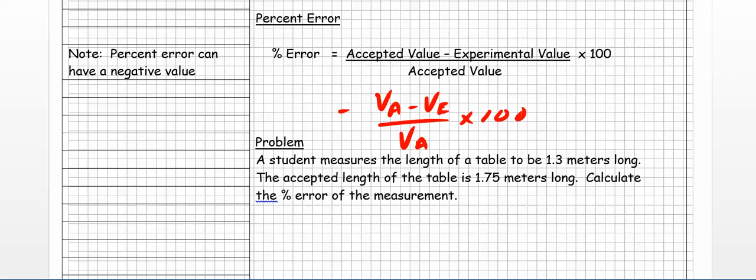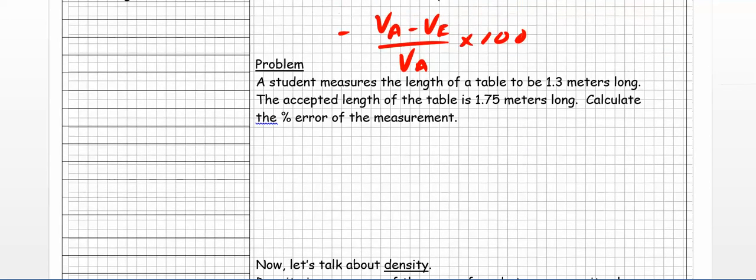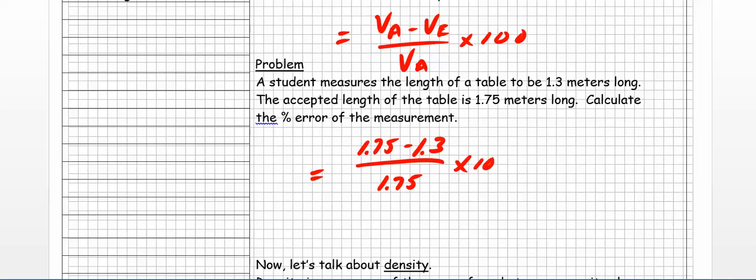So let's take a look at this problem. It says a student measures the length of a table to be 1.3 meters long. Now, calculate it says the accepted length of the table is 1.75 meters long. Calculate the percent error. So we've already said that percent error is equal to the value accepted. Well, they've told us the accepted value is 1.75 meters. So I'm going to say 1.75 minus the measured length, or the experimental length, is 1.3. So 1.3 right there. Divided by the accepted value again. So we're going to say 1.75. And then we're going to say times 100.